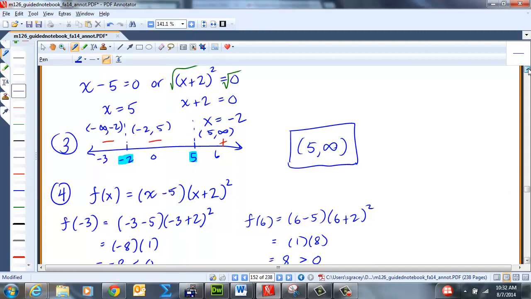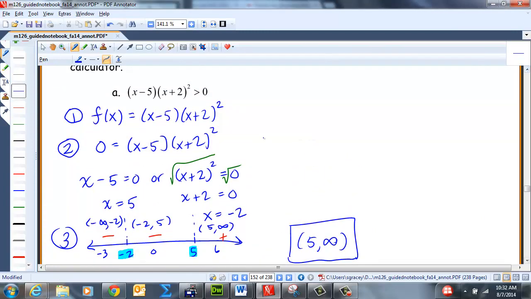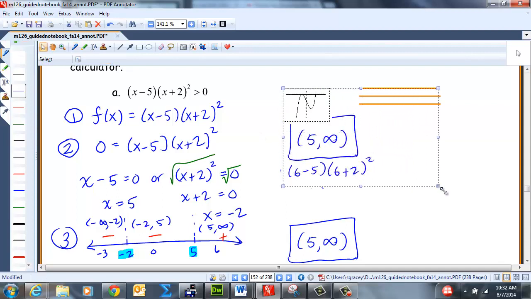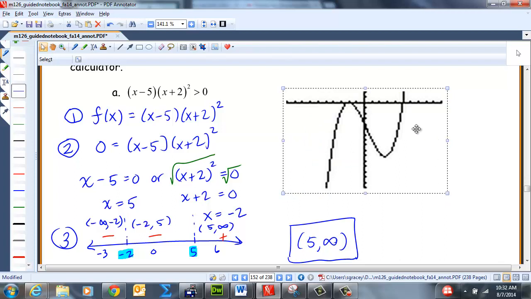Remember how we mentioned the fact that we had a multiplicity of 2. And remember, if you have an even multiplicity, you touch the axis. So that is why on this one we got our zeros of our function at negative 2 and at 5. This one had a multiplicity of 2, so that was at x equals negative 2. This is x equals 5.